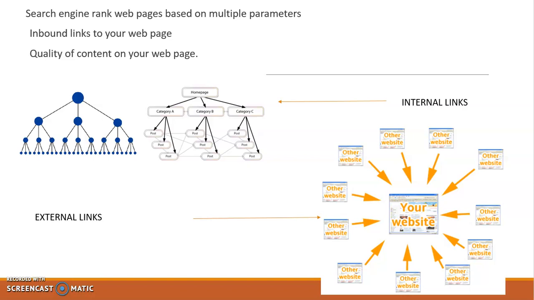We basically have two types of links. One is your internal link, next is your external link. As displayed here, these are your internal links. For example, you have one home page, and in the home page there are basically three categories.